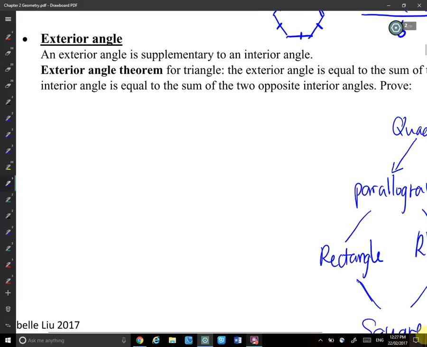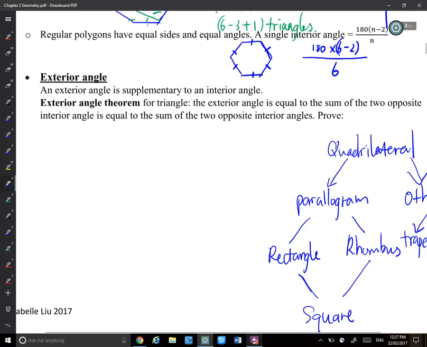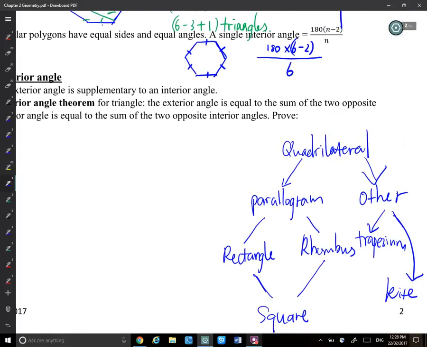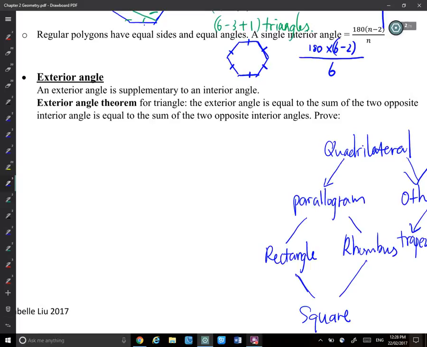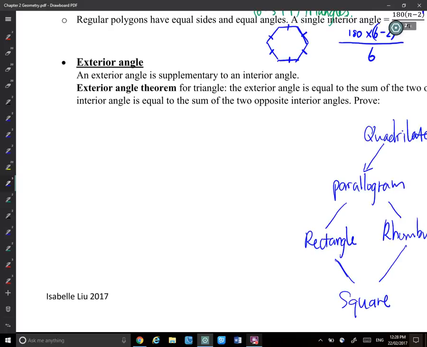Next, let's talk about exterior angles. An exterior angle is supplementary to an interior angle. The exterior angle theorem for a triangle says the exterior angle is equal to the sum of the 2 opposite interior angles. So let's do this. I'll draw a triangle.